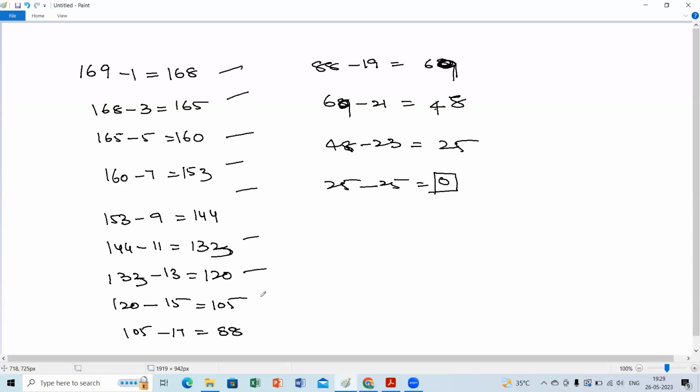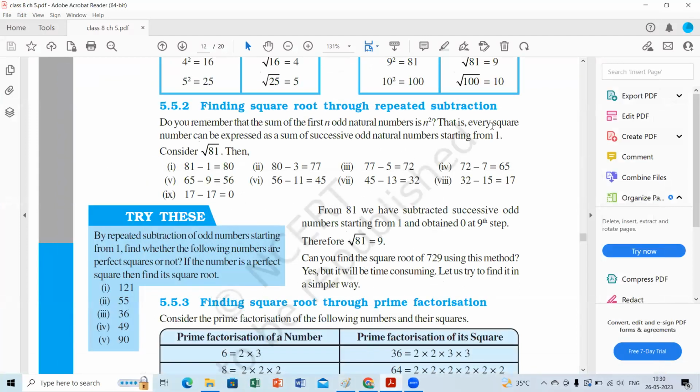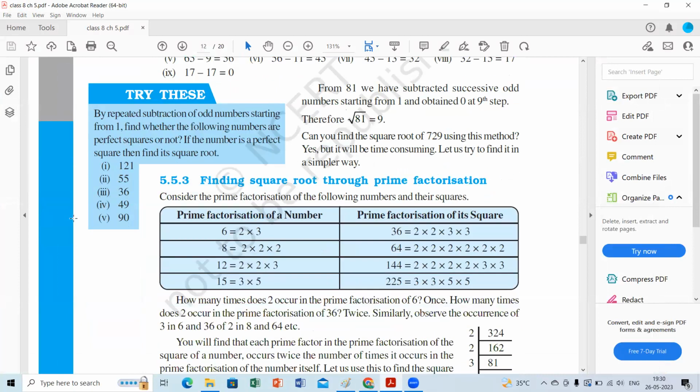We did 13 steps, so the square root of 169 is nothing but 13. Definitely they will mention, children, the successive subtraction method, also called the consecutive subtraction method. If they ask to find the square root of 169 using the successive subtraction method, it means you have to do only this repeated subtraction. You can try these things, children.